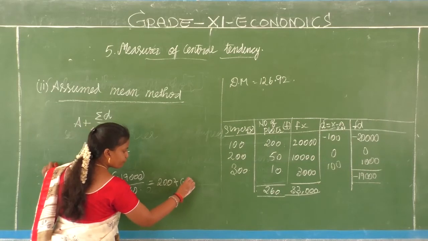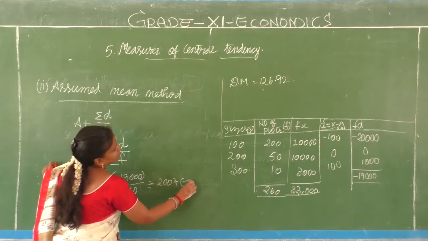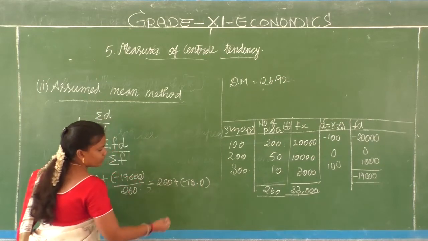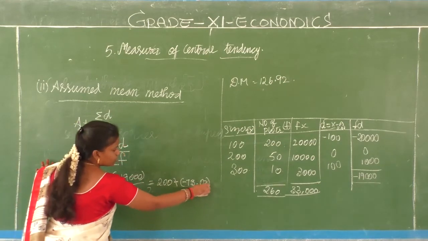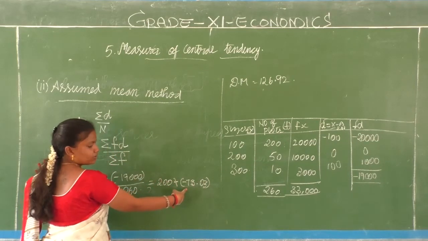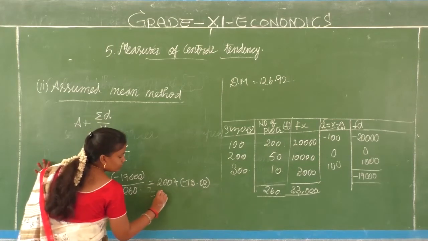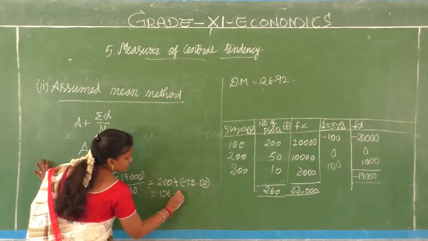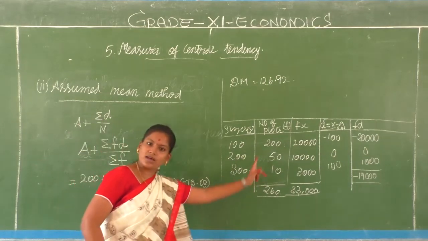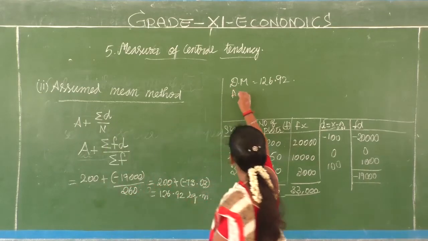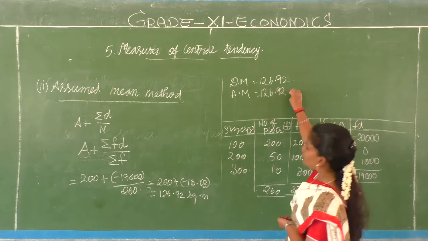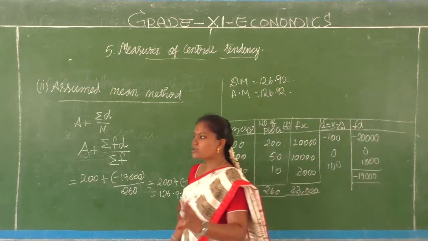Plus of minus 73.0 something here. Okay, 03 I think. So when you minus this, 200 is in plus, one more value is in minus. So when you deduct it, you will get 126.92 square meter. The same answer, right? So in the assumed mean method also you get 126.92. The same answer comes in all three methods.